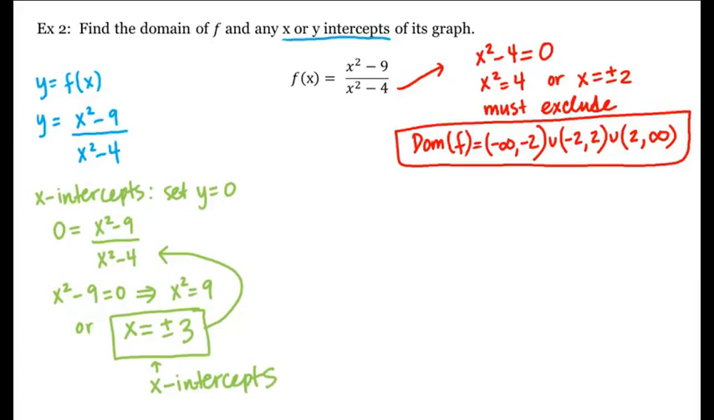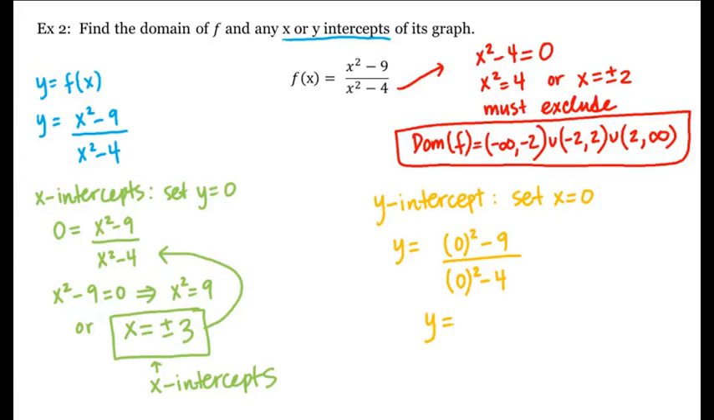And let's see if the graph of f has a y-intercept, which we can find by setting x equal to 0. In other words, we have y is equal to 0 squared minus 9 divided by 0 squared minus 4, or y is equal to 9/4. So the graph does have a y-intercept.